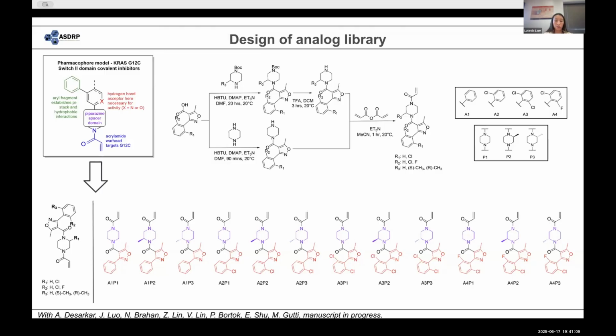And the synthetic route for these inhibitors is a 2 or 3-step process. It's a 2-step process for the symmetric piperazines, which don't feature the methyl, and those are the P1s. However, for the asymmetric piperazines, we had to go through a Boc protection deprotection step. And one thing to note about this route is it's fully telescoped, meaning we only need to perform column chromatography at the very end. And this allows us to have a better atom economy.